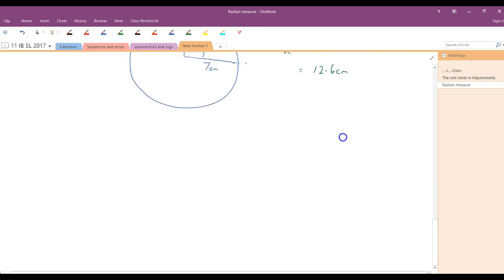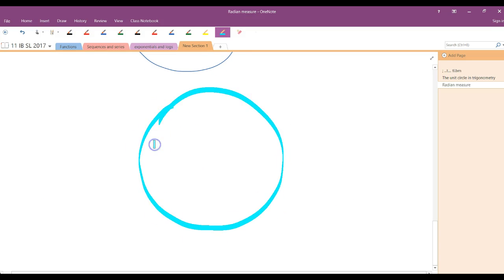Beauty of radians. Okay, let's look at the area of a sector. Let's get another big blue circle out again and grab a sector of the circle. Now I want the area in here. My angle in here is theta, my radius is r.